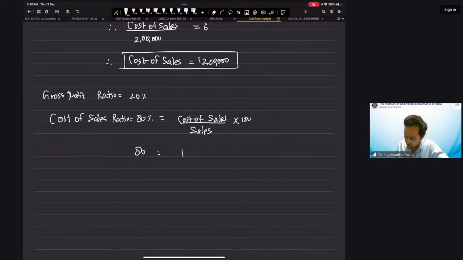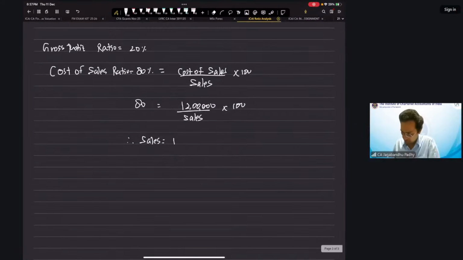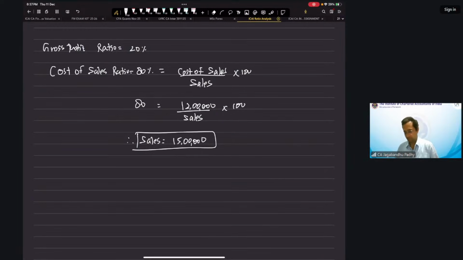So 80 is equal to 12 lakh upon sales into 100. So what is the sales value then, guys? Sales value will be 12 lakh divided by 80%, which is 15 lakh. Right? So sales is 15 lakh.